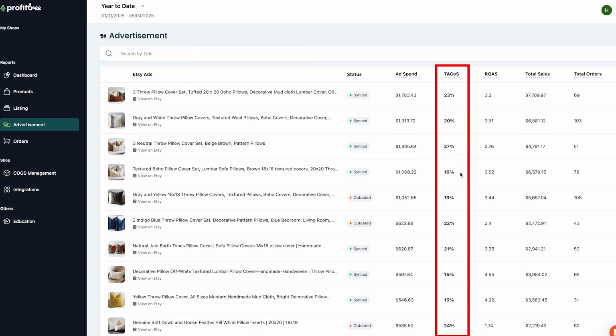Remember, this is not a set and forget thing. You need to keep your ad cost percentage controlled, and you're going to do this by looking at your ad cost percentage in Profitry and then controlling it by turning off listings that are getting too high tacos. Now, it's a normal occurrence that over time, some of your winning listings are going to die out eventually, and even listings that used to have really good tacos, over time, you'll see the tacos go up and up and up.